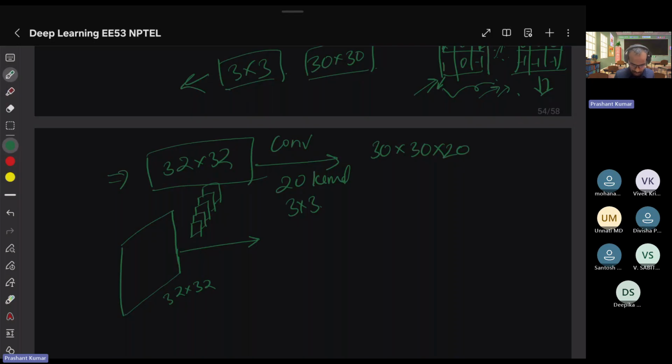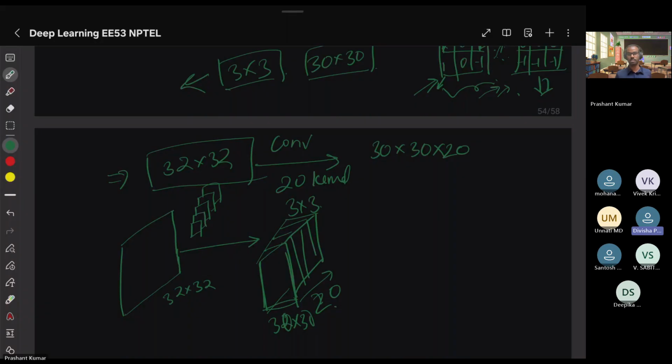And then you are creating these number of outputs, in this case these are 20, and each is 30 cross 30. And remember, these are trainable. So each kernel is different, and each kernel will learn something different.